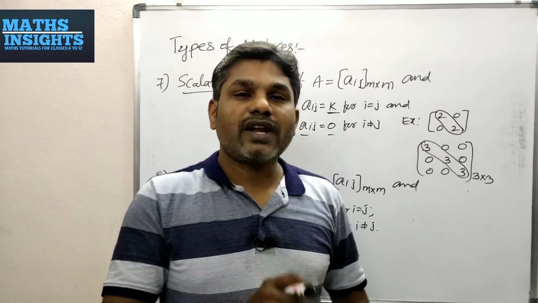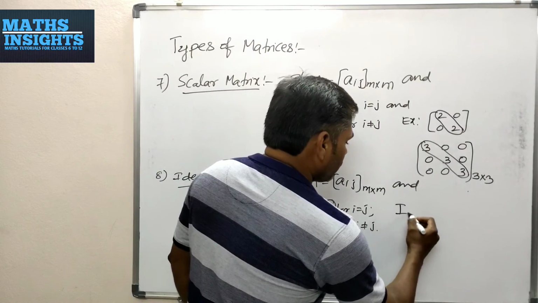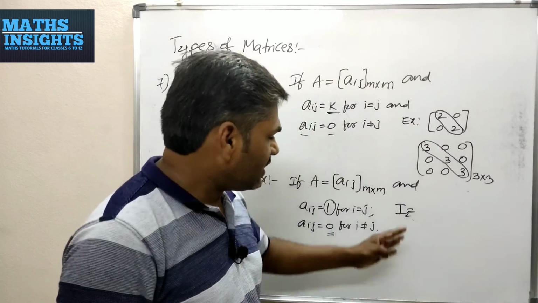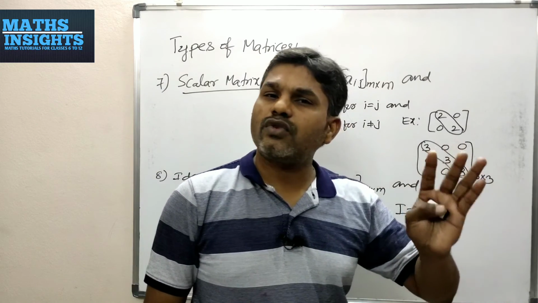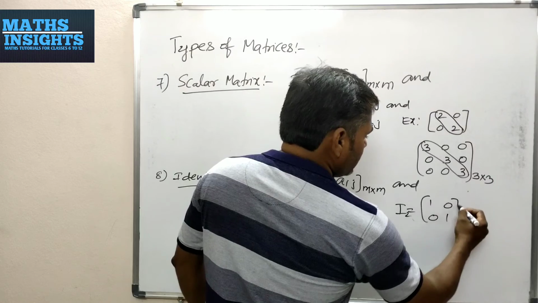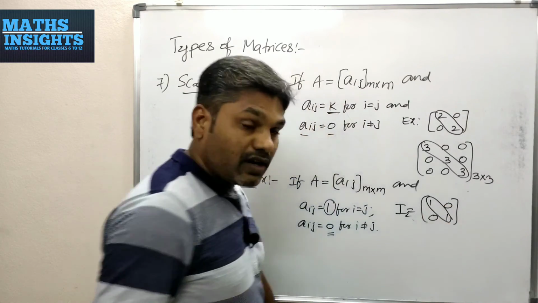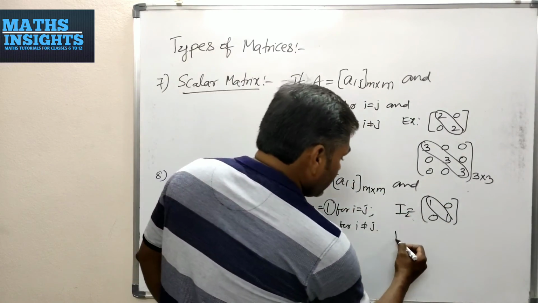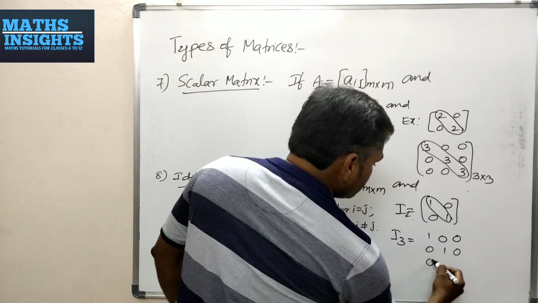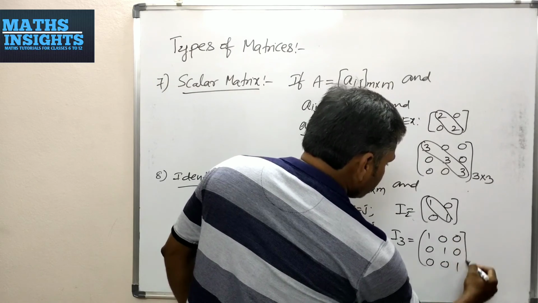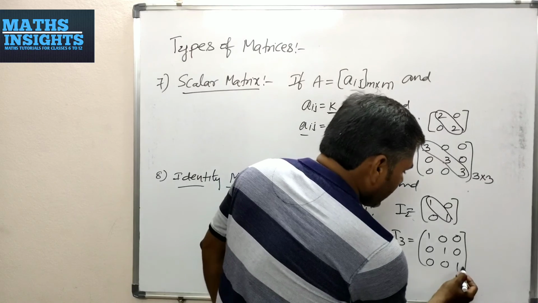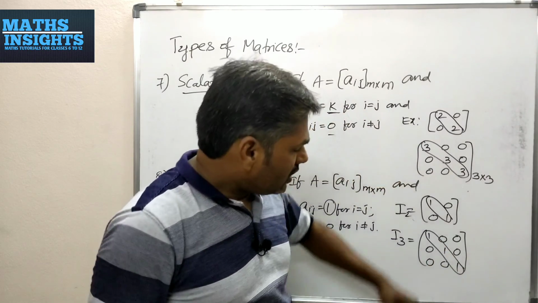Particularly, there is a symbol for the identity matrix, that is I. For example, if you take I2, since it is a square matrix, when I write I2 it means there are 2 rows and 2 columns. Therefore 1 0, 0 1. See, the elements in the principal diagonal are 1 and the remaining are 0. When I write I3, that means 1 0 0, 0 1 0, 0 0 1. This is an identity matrix of order 3, since the elements in the principal diagonal are 1 and the remaining elements are zeros.